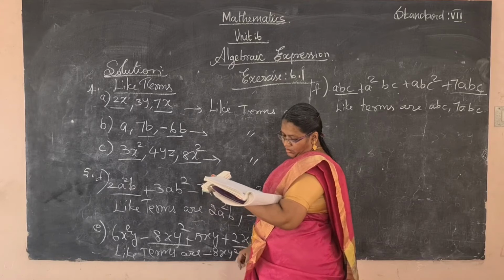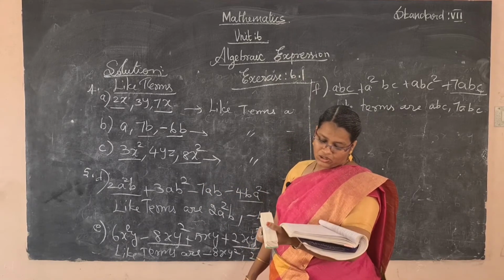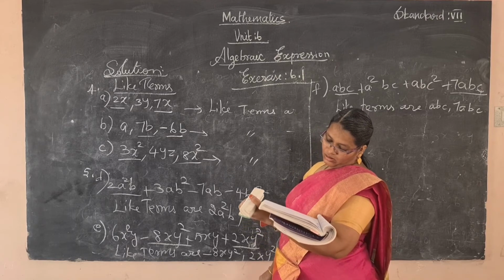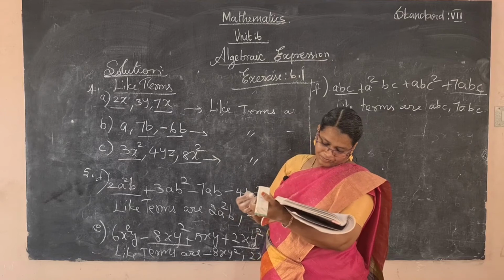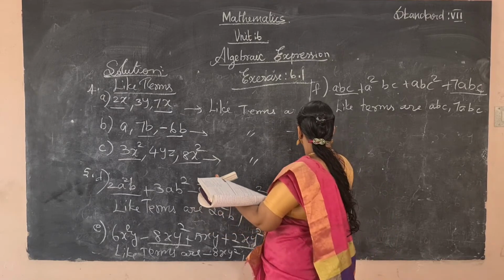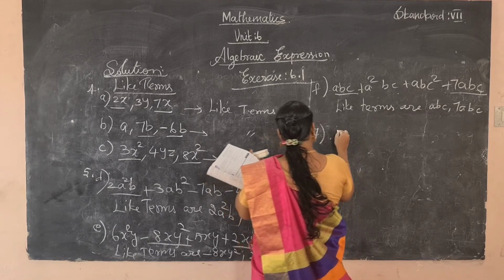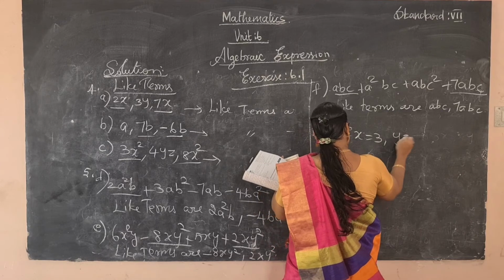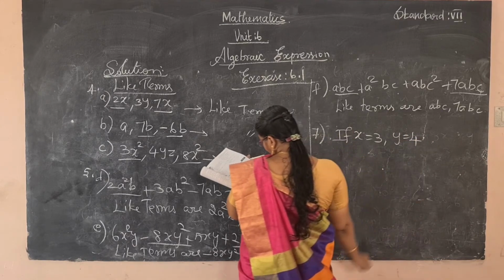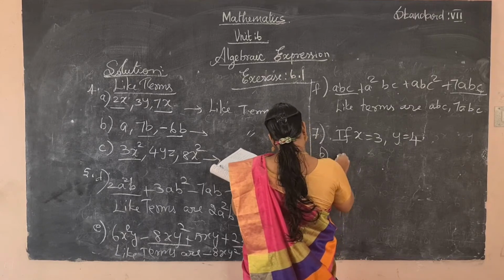Okay. You know, everyone knows this well. So you will do the sixth one as homework. Fully do the homework, the sixth one. And then the seventh problem. If x equals 3 and y equals 4, find the value of. So the first problem is homework. I will do the second problem.